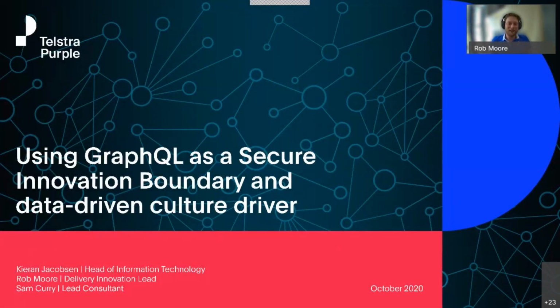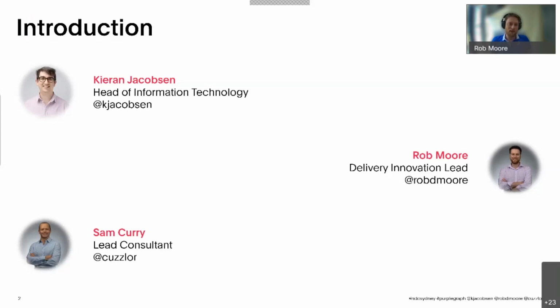It's really great to be here, and we're really excited to talk to you today about Purple Graph, which is the secure innovation boundary that we've put in place over our core systems at Telstra Purple. So my name's Rob Moore. I'm the Delivery Innovation Lead for Telstra Purple, and my role in this story is the orchestrator. I came up with the original idea of doing this, and I've been playing a little bit of a hand in the background to help make it successful.